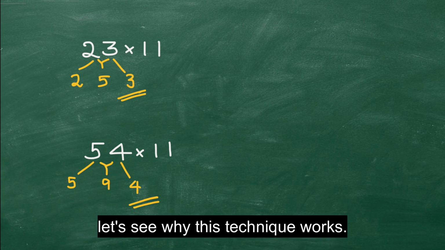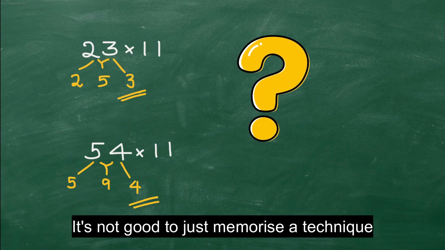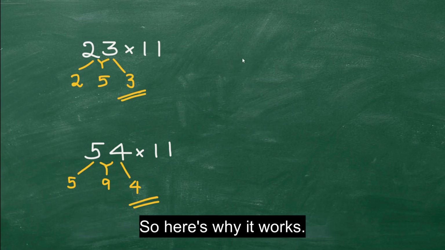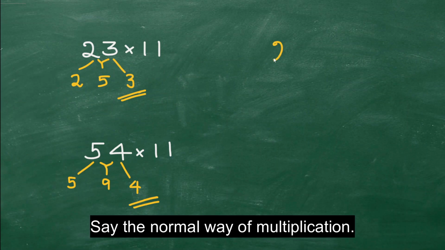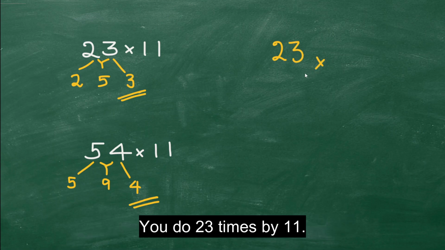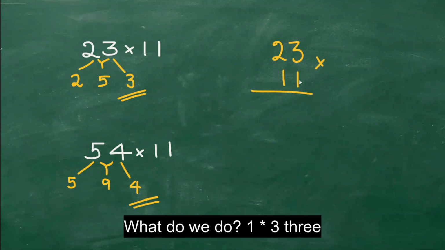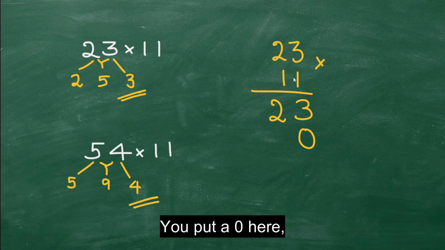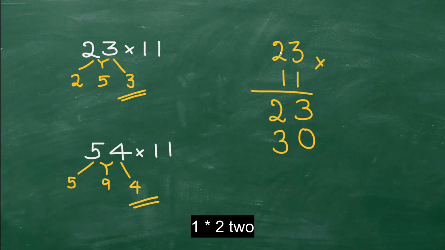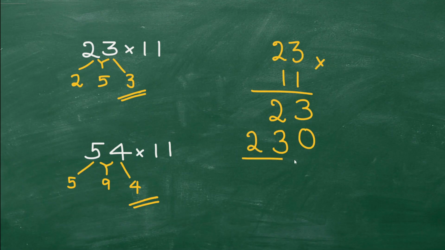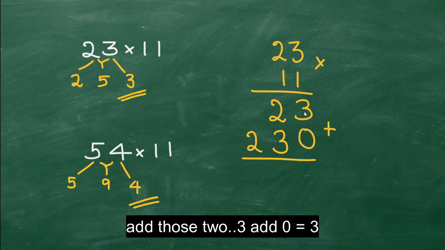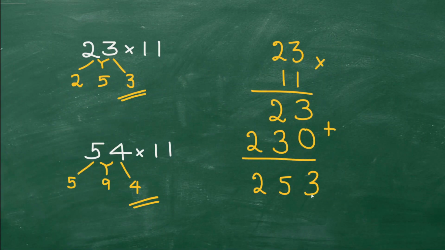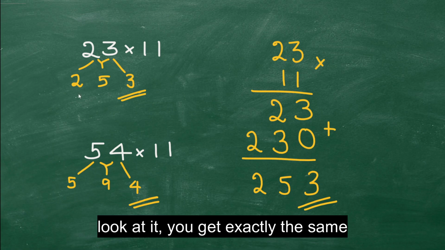Now, let's see why this technique works. It's not good to just memorize a technique and use it if you don't know why it works. So here's why it works. Say, the normal way of multiplication, you do 23 times 11. What do we do? 1 times 3, 3. 1 times 2, 2. You put a 0 here. 1 times 3, 3. 1 times 2, 2. And you just add those two. 3 add 0, 3. 2 add 3, 5, 2 here. So if you look at it, you get exactly the same answer here.